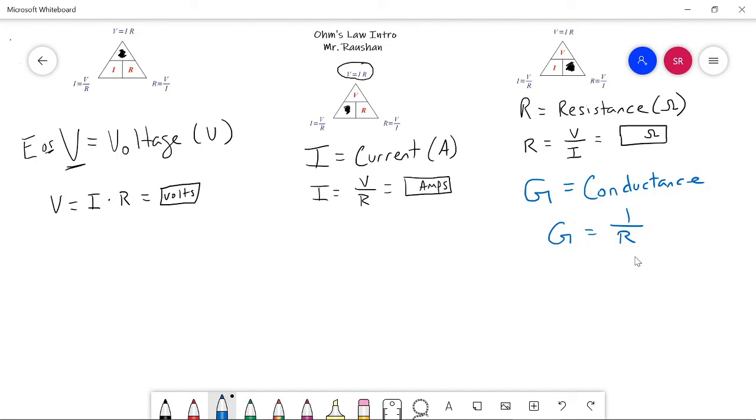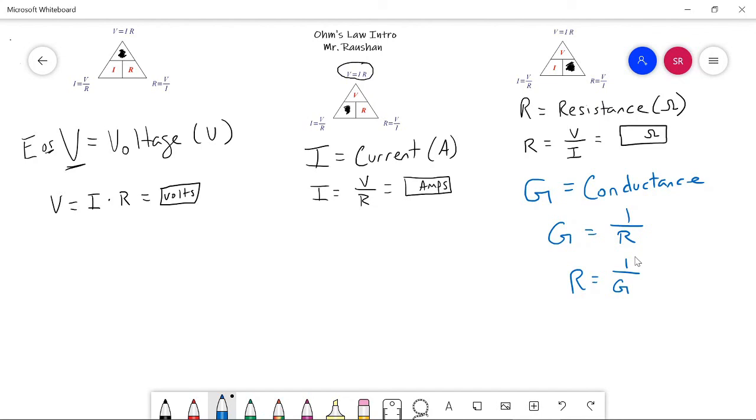So G is equal to 1 over R, and guess what R is in relation to G? R would be equal to 1 over G, right? So they're both the inverse of each other. We won't be messing around with conductance too much. I just wanted you to be aware of it. All right, we're gonna move forward.